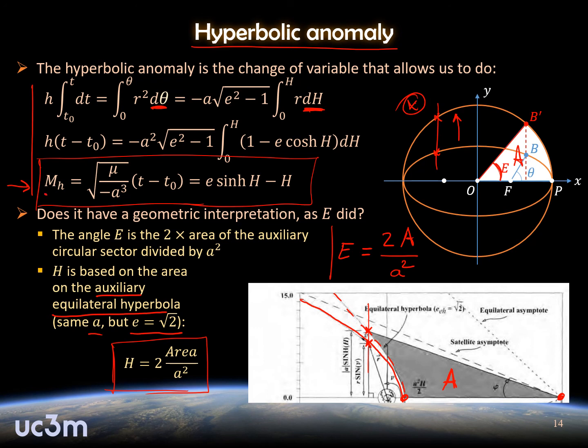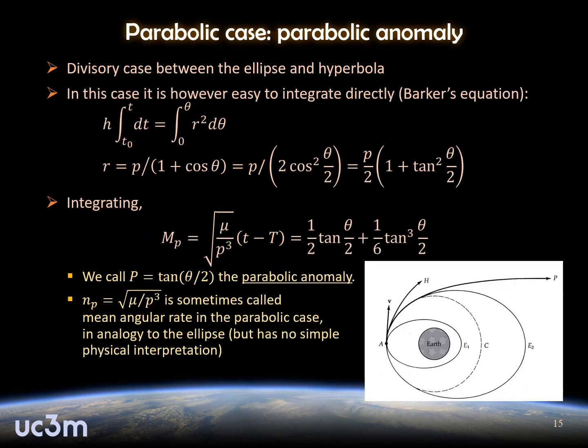We can just use this equation to solve the time relation, and that's it. The last case is the parabolic case. Now remember that the parabola is just the boundary case between the ellipse and the hyperbola, and in reality it's very difficult to accomplish a true parabola. Actually, having the eccentricity really equal to 1 is almost impossible.